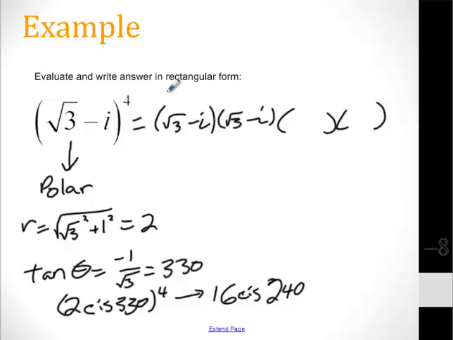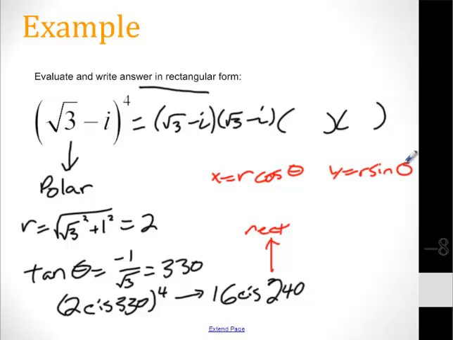So now, because the answer needs to be in rectangular form, I'm going to go back and change it. I'm going to take this and go to rectangular form. To go to rectangular form, x is r cosine theta, and y is r sine theta. So we get 16 times cosine of 240, and 16 times sine of 240.